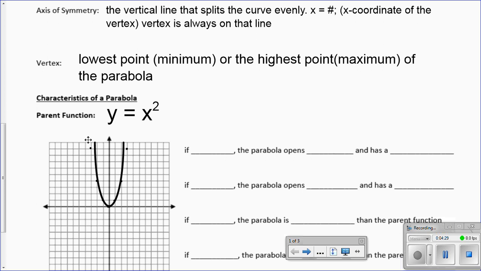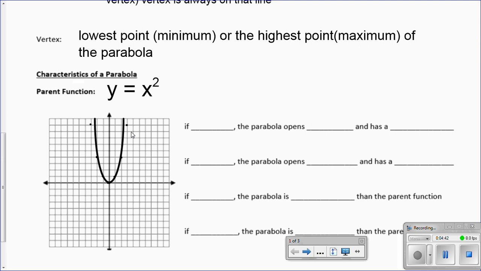So my U shape should be going through all 5, 6, 7 of these points, but my drawing wouldn't for whatever reason. So when you draw this, just make sure it goes through all those points. So that's just an example. That's just showing what the parent function is.